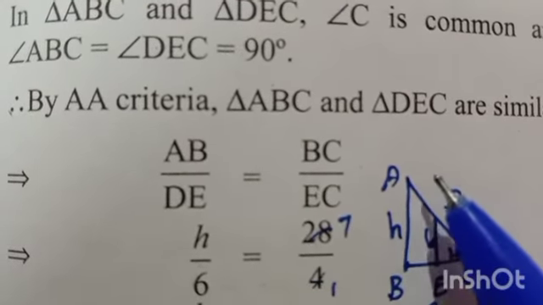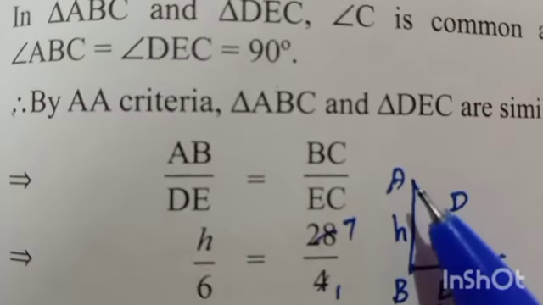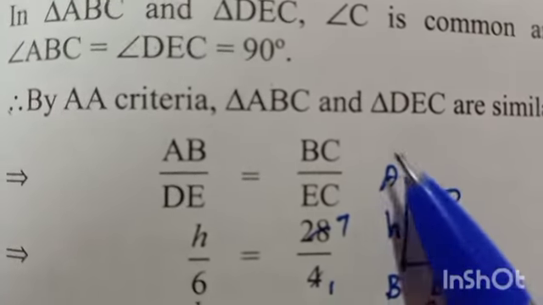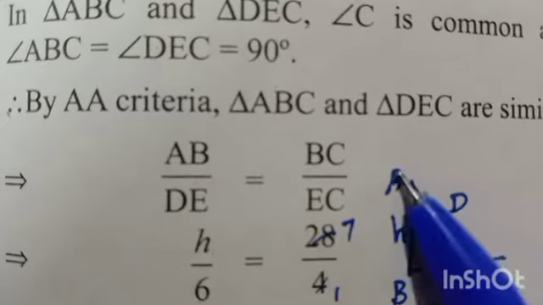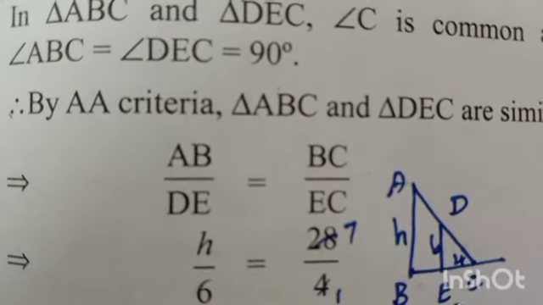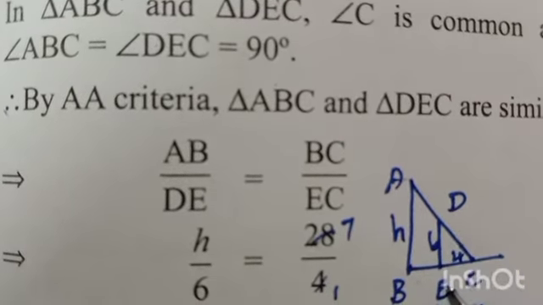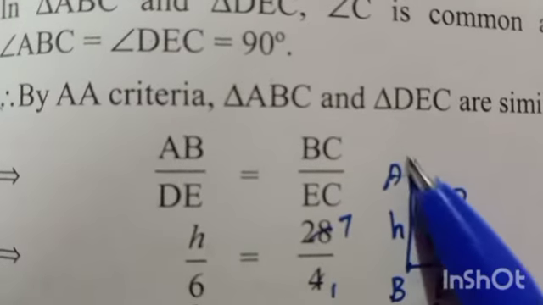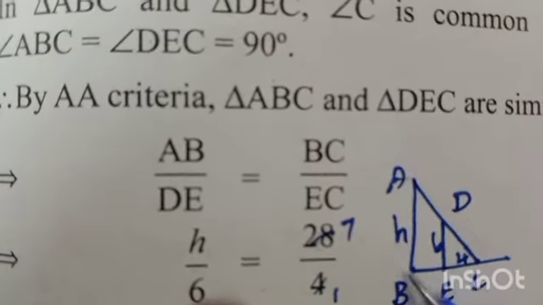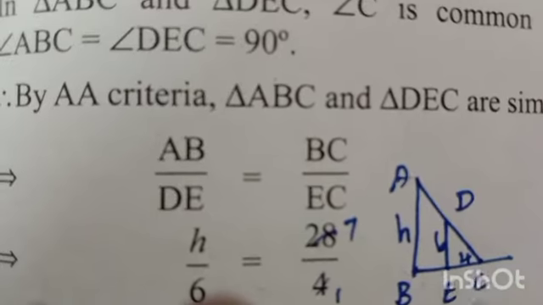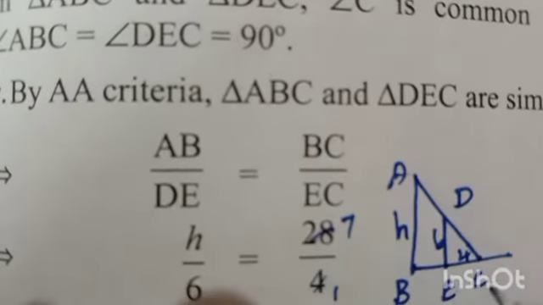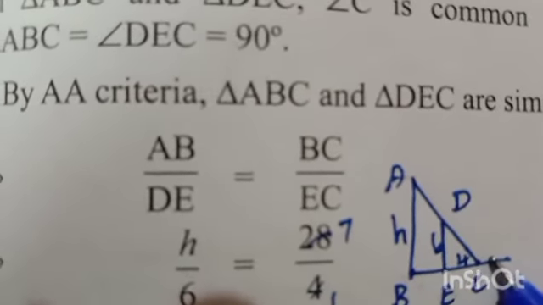Their corresponding sides: first you consider the big outer triangle. Its side AB corresponds to DE, so AB by DE. Next, considering the big triangle, another side is BC, which corresponds to EC, so BC by EC.